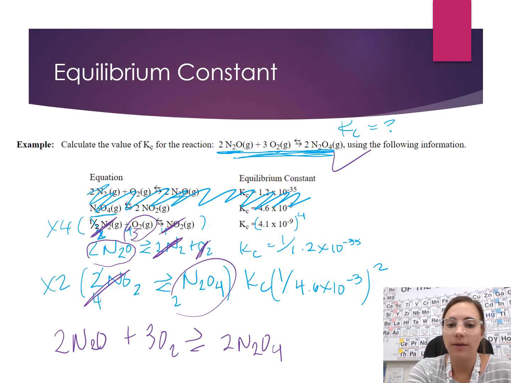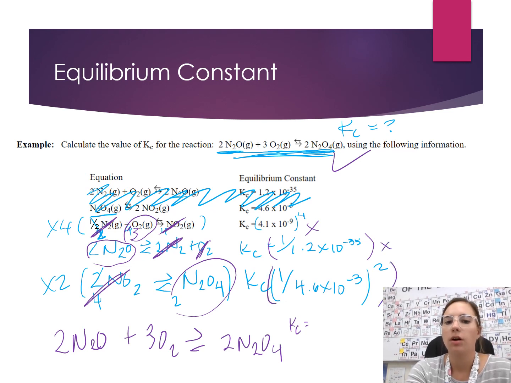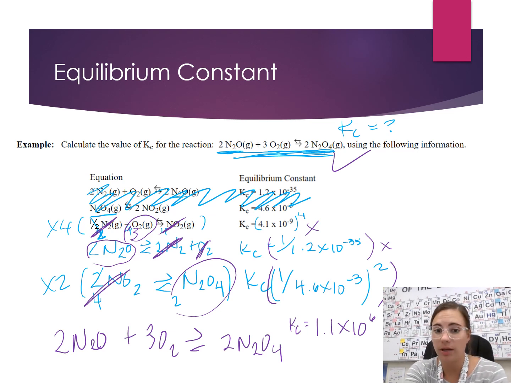So then I have to multiply all these together. So my new K value is 4.1 times 10 to the negative 9 raised to the 4th times 1 over 1.2 times 10 to the negative 35 times 1 over 4.6 times 10 to the negative 3, raised to the second, because I had to raise to the second. So when I do all of that math, I get 1.1 times 10 to the 6th. So I would say try that on your own. Make sure you can plug it into the calculator and get this K value.